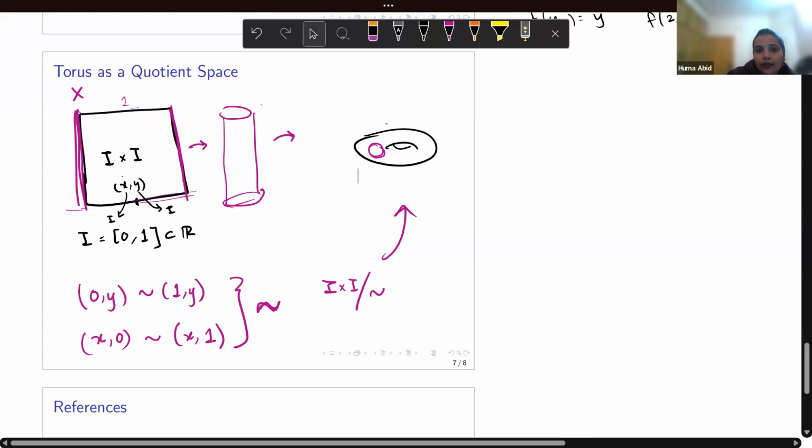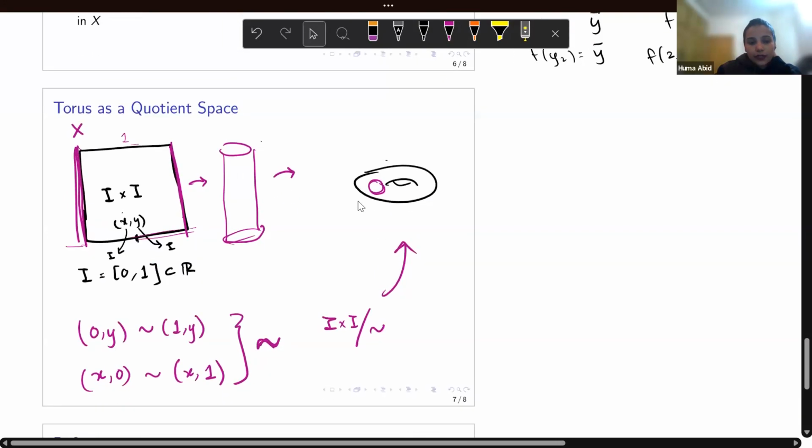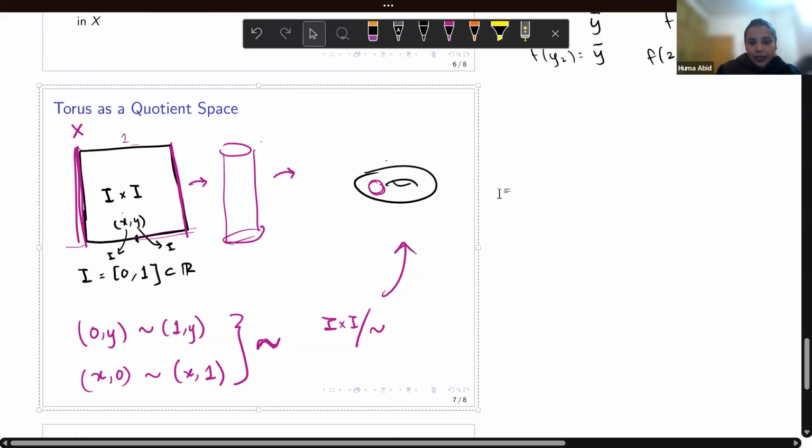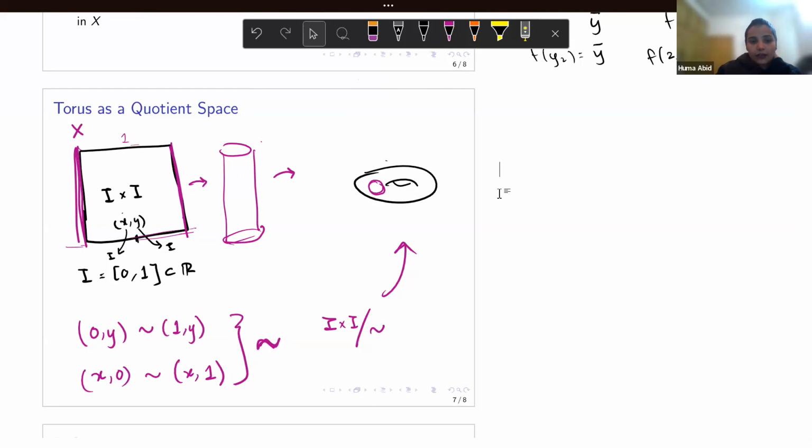So that's it for this lecture, this basic introduction to quotient topology. If you have any questions, please feel free to ask them, even if it's a very basic question. This can get very abstract, the notion of constructing new topological spaces from old ones. So if you have even a very basic question, please feel free to ask.